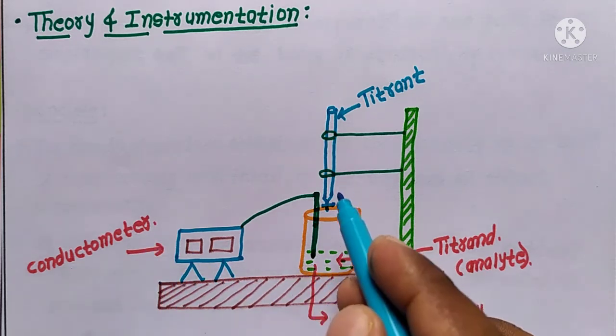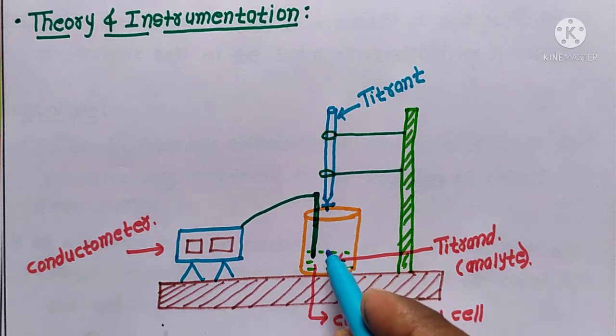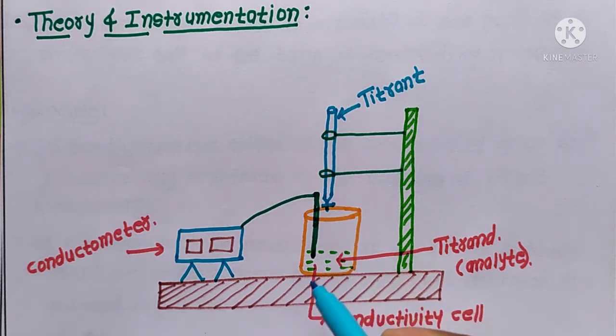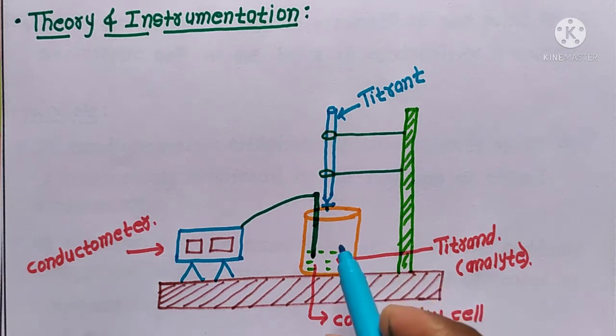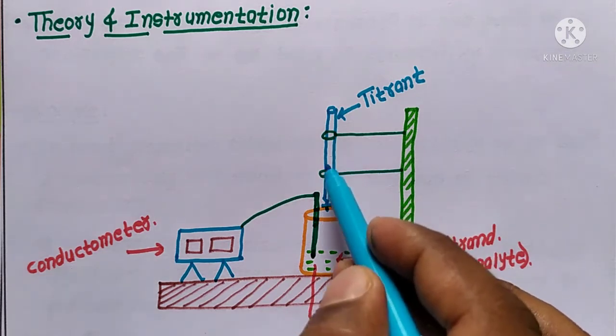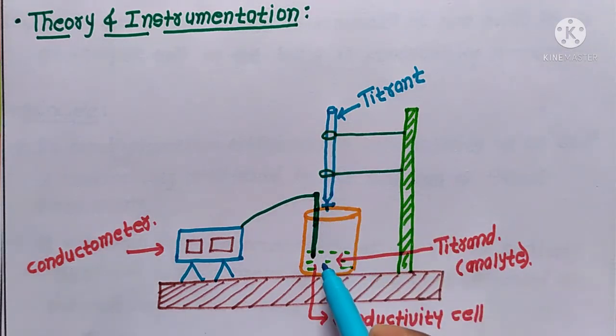Now while adding the titrant drop by drop, the conductivity of the solution either increases or decreases steadily, but at some point the conductivity of the solution suddenly changes. Why? Because the ions present in this titrant are replaced by the ions present inside this analyte solution. Due to this replacement of ions inside this analyte solution, the conductivity of the solution suddenly changes.